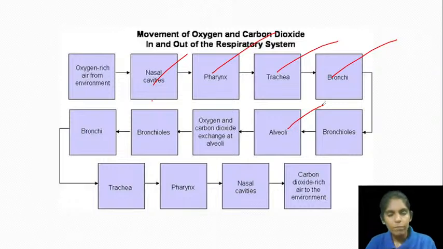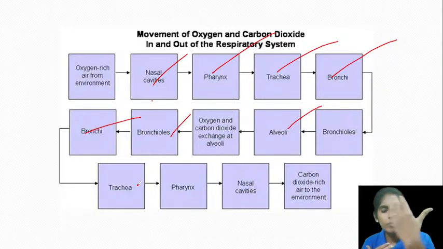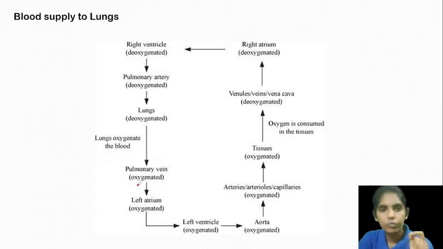The alveoli are surrounded by the blood capillaries. So in the alveoli, oxygen-rich air will be present. So the oxygen will enter into the blood circulation, and from the blood circulation, the carbon dioxide will enter into the alveoli. And from there again, the carbon dioxide will enter into the bronchioles, then the bronchi, and then it will be eliminated out of the body. So that is about the pathway of the air or the gas.